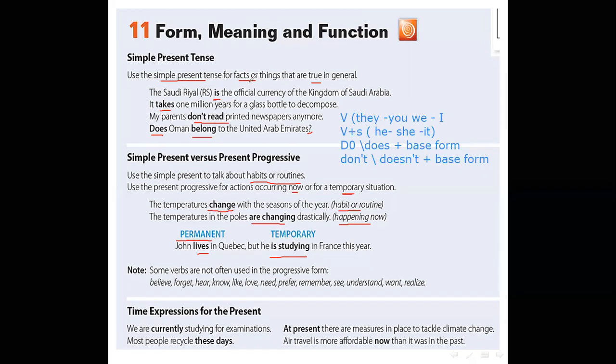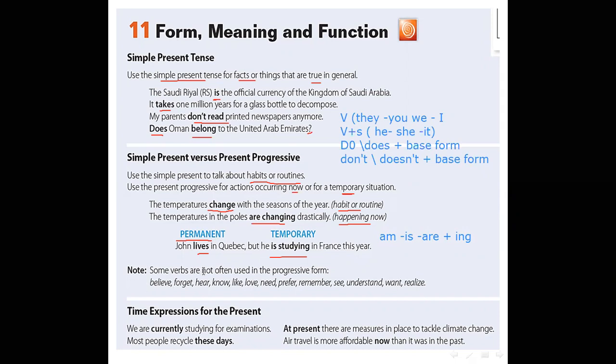Excellent. Now, what is the form of present progressive? Excellent. It's verb to be am or is or are plus ing, verb plus ing. Excellent, my dear students. Keep in mind this note, please.